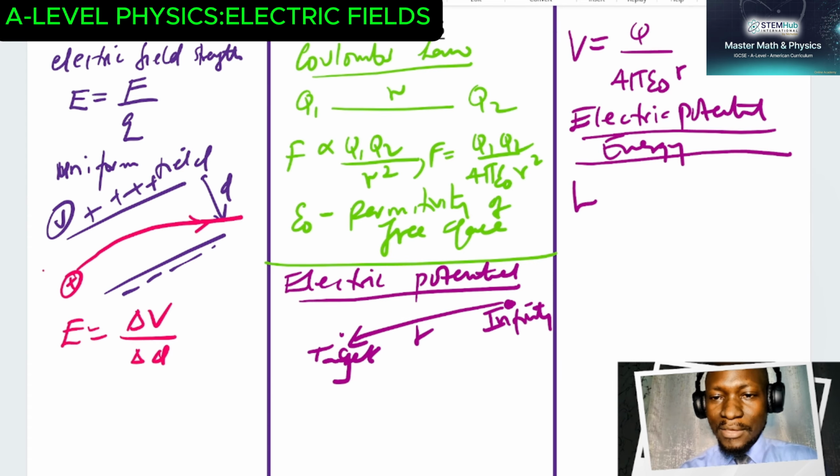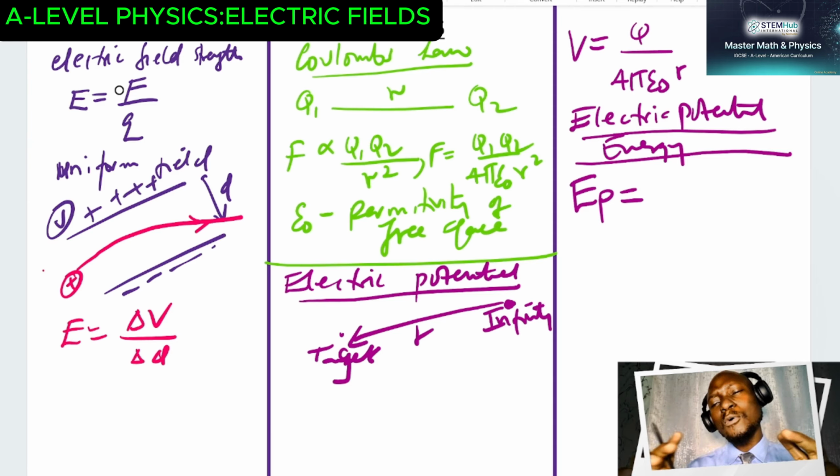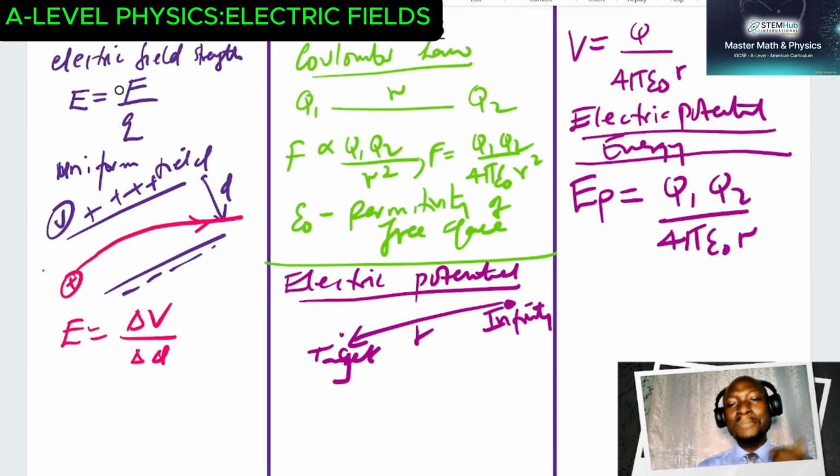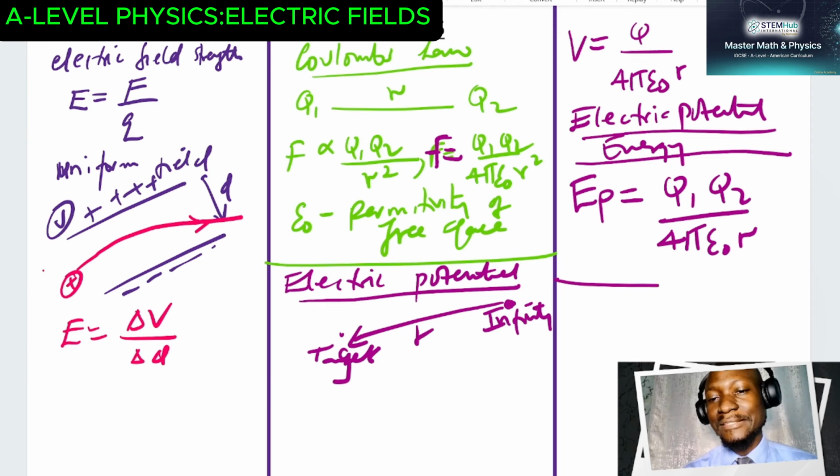Now that gives us what we call the electric potential energy. We denote it by EP because we have the two points as per Coulomb's law. We shall talk of Q1 Q2 over 4 pi epsilon R. Just the distance, not squared. Please get the difference between Coulomb's law, that gives us the force, and how to get the electric potential energy between the two charges.